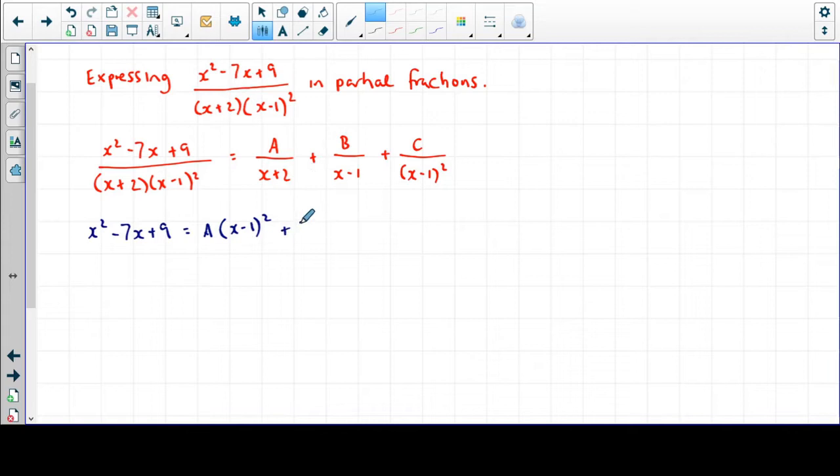Now plus B. Well, B is over x − 1 at present, so in the original equation we've got an x + 2 and another one of the x − 1's. So x + 2 and x − 1. And C is over the (x − 1)², so in the original fraction the one that isn't applied there is the x + 2.